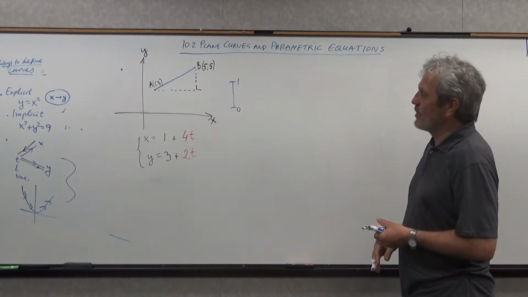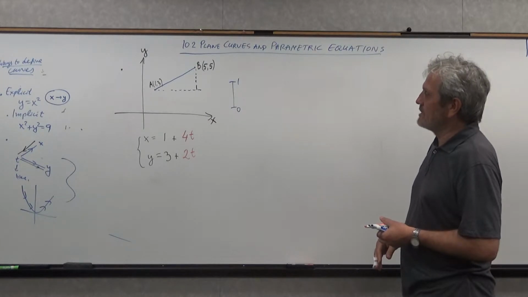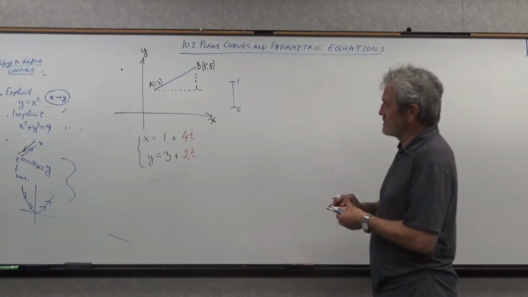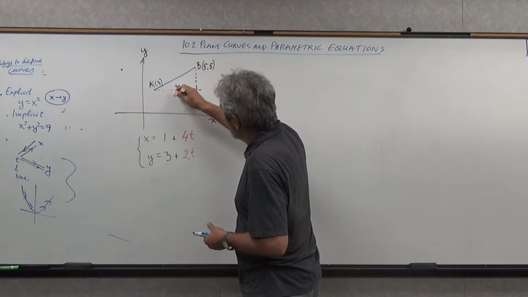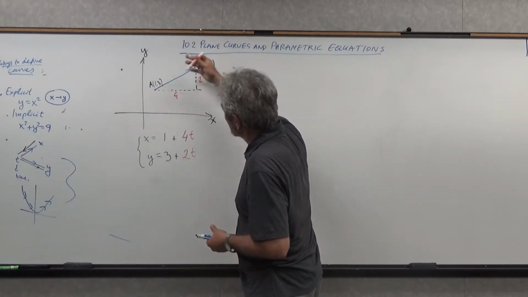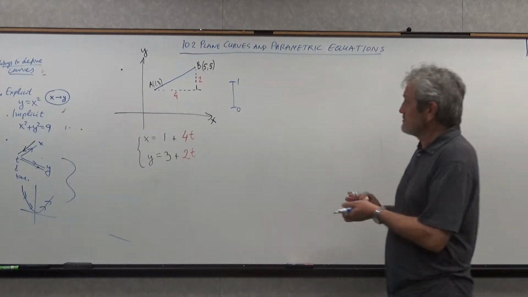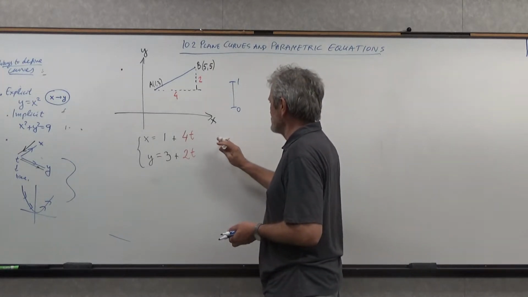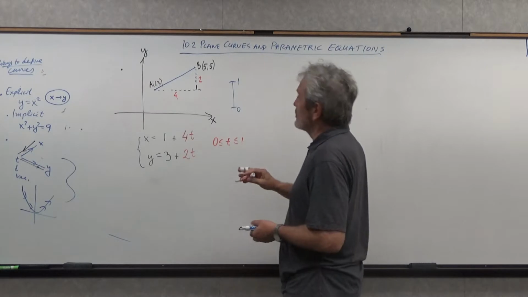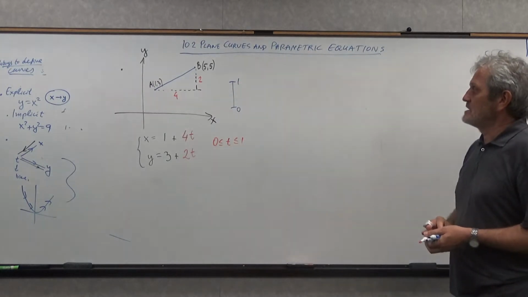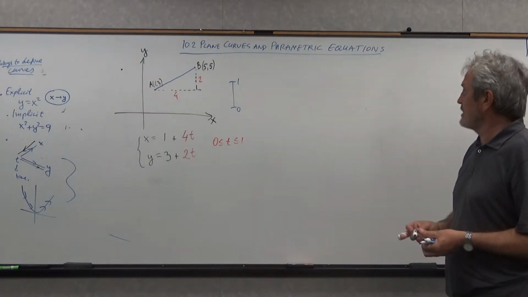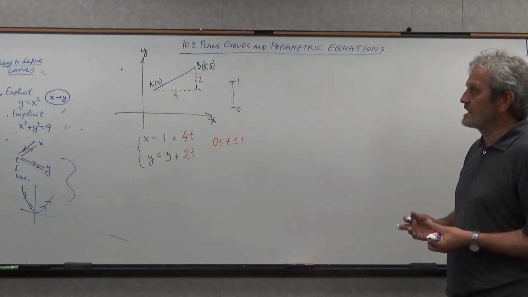When t is 0, it will be at 1, 3. So those 4 and 2 are actually obtained by subtracting the coordinates of B and A. Look how nice it is. Of course, I should say here t goes between 0 and 1. Of course, if you want a longer segment, then you will take a longer time interval. So this is important, how you parametrize lines.